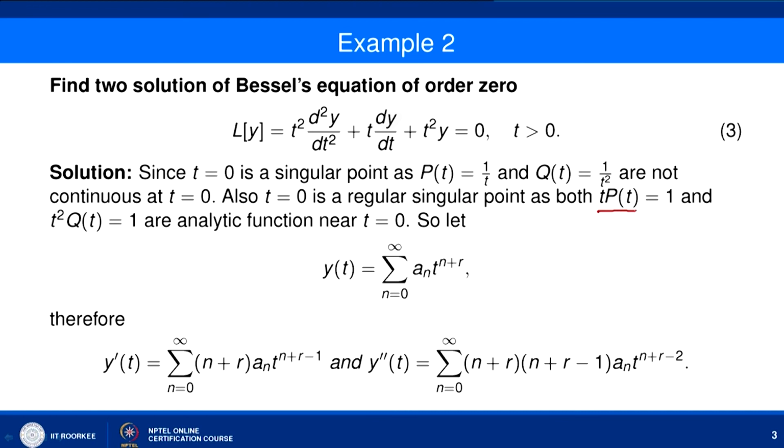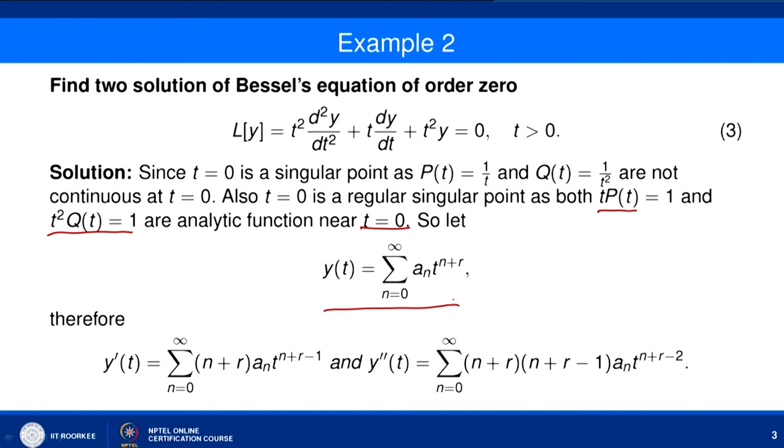We want to show that it is a regular singular point. For that, look at t p(t) and t square q(t). So t p(t) is 1 and t square q(t) is t square. Both are basically analytic functions near t equal to 0, so our theory can be applied here to find a solution. Let us assume y(t) equal to summation n equal to 0 to infinity a_n t to the power n plus r as a proposed solution, and we need to find the values of r and the corresponding coefficients a_n, so that this will serve as a solution of equation number 3.